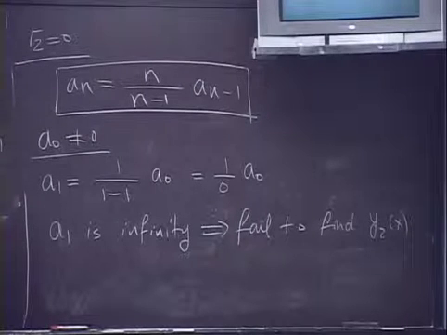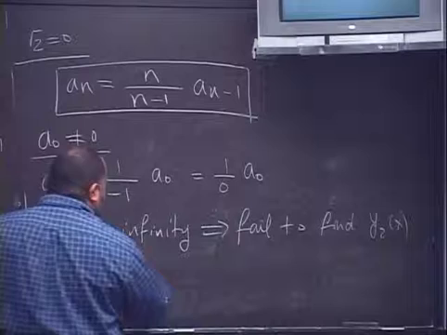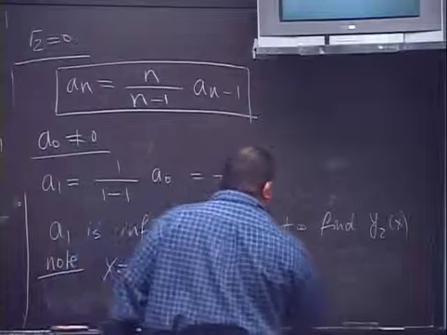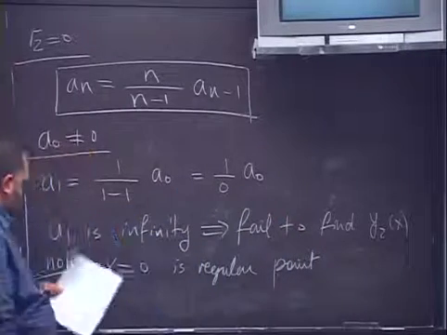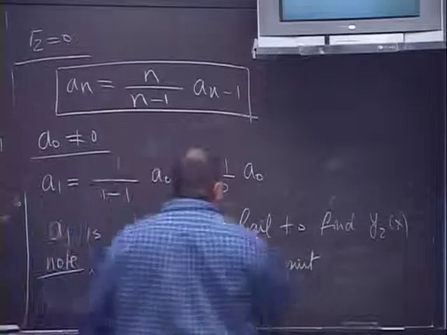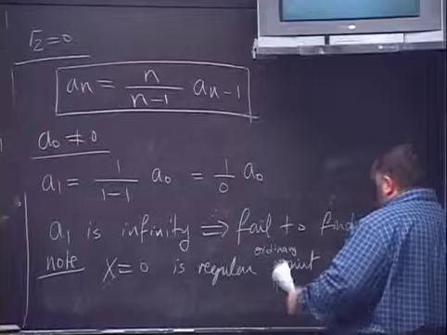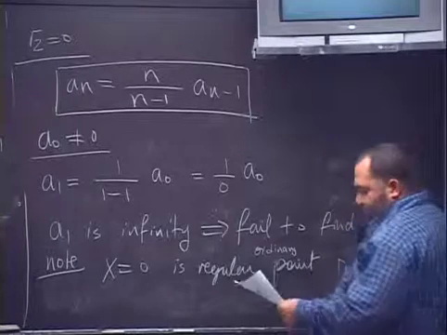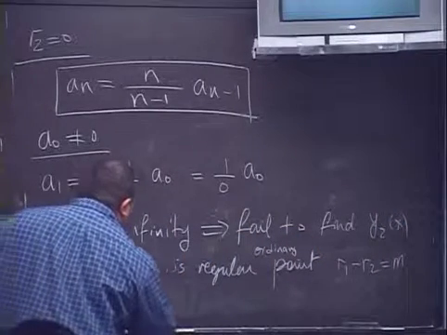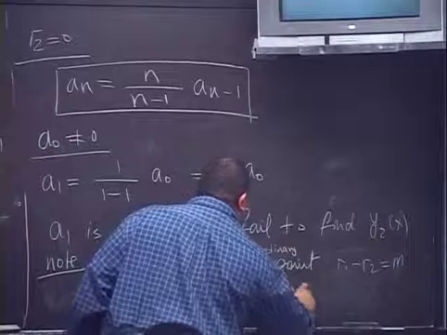Okay? So we have a note here: if x equal to 0 is not a singular point, but it is a regular ordinary point, and R1 minus R2 is equal to an integer, we would have two independent, linearly independent solutions.